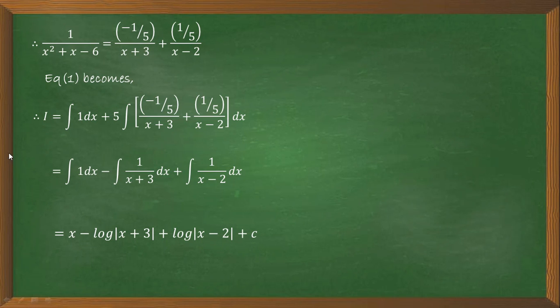So the next step is, integration of 1 is x, minus integration of 1 upon x plus 3 is log of modulus of x plus 3, plus integration of 1 upon x minus 2 is log of modulus of x minus 2, plus constant. So this is our final answer. So in this example, the degree of the numerator and the degree of the denominator are both the same, and in that case we express the numerator in terms of the denominator, and to the second integration we apply the partial fraction method, and hence we evaluate the integration. So this is the procedure for type number 1.